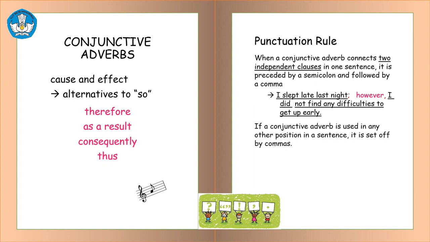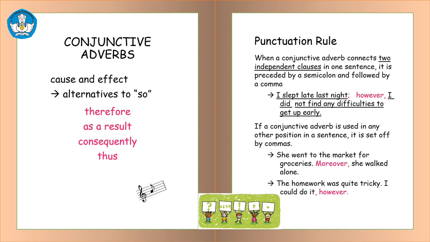The second one, if a conjunctive adverb is used in any other position in a sentence, it is set off by commas. Example here, she went to the market for groceries. Moreover, she walked alone. The homework was quite tricky. I could do it, however.